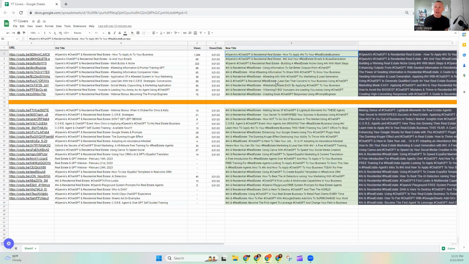So I added a couple hashtags because you can hashtag YouTube titles as well as descriptions, and it helps YouTube understand when it's cataloging all the different information. Just like all of our social media does when we utilize hashtags, it tells YouTube, oh, this is what the focus is. Okay, makes sense to me. So OpenAI's ChatGPT in residential real estate, how to apply hashtag AI to your hashtag real estate business. Generally speaking, all I really did was add a couple hashtags and ship that. So that's one that I felt like was doing pretty well, and the view count showcases that as well.